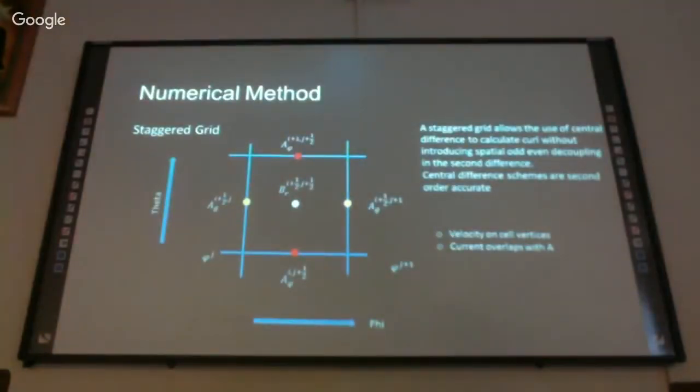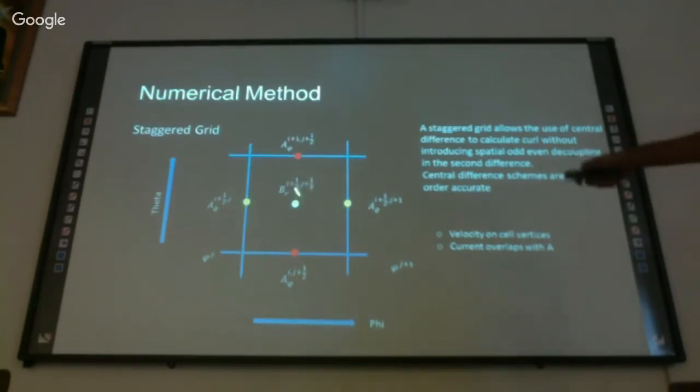I don't know if this is interesting. We use a staggered grid, which means that the variables are not located at one point. The variables are distributed over the grid. So this is the vector potential A theta, located on the ribs, and A phi and A r. This allows me to calculate the curl of A very easily. So the curl of A would be this minus this, minus this minus this. So del theta del phi minus del phi del theta. That is why I use a staggered grid, and this ensures that I have second order accuracy when I'm calculating the curl.